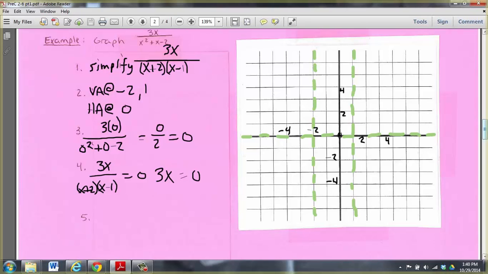Alright, so that means that we need to test on each side of the vertical asymptote. I would test -3, -1, and normally I might do a +1/2, but I don't think I need to because I have that intercept right there. And then +2.